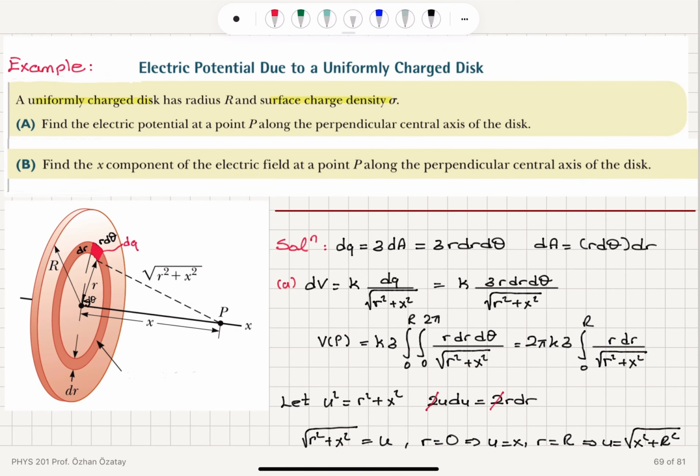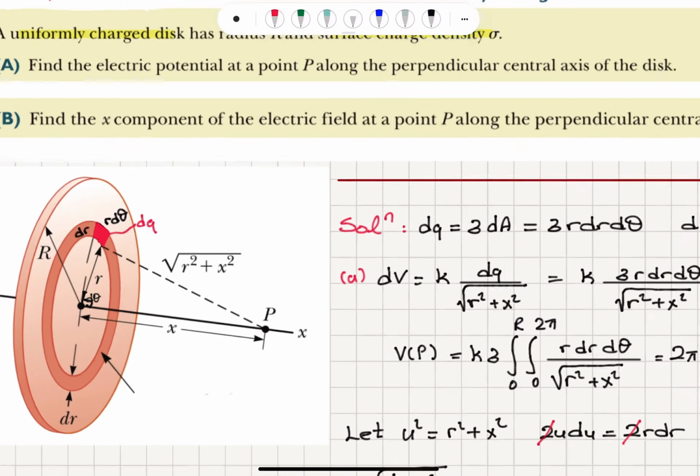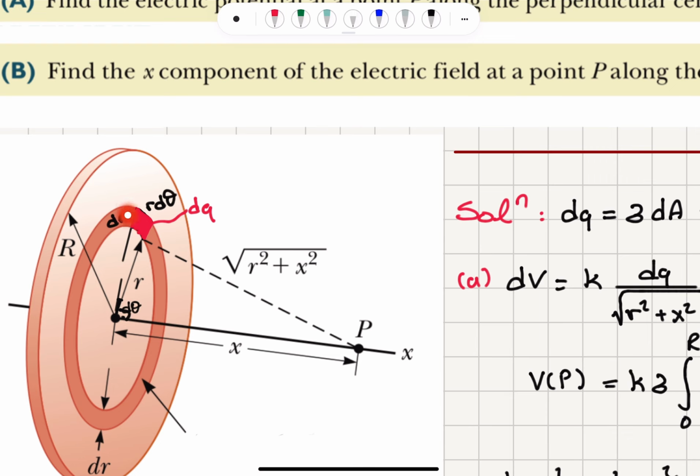Okay, so let's summarize what we did here. We're considering a uniformly charged disk with surface charge density sigma, so our answer can have sigma in it. We want to know the electric potential at point P at a perpendicular distance from the center of the disk along the central axis, and the x component of the electric field. First, we find a small area element, which is r d theta multiplied by dr.